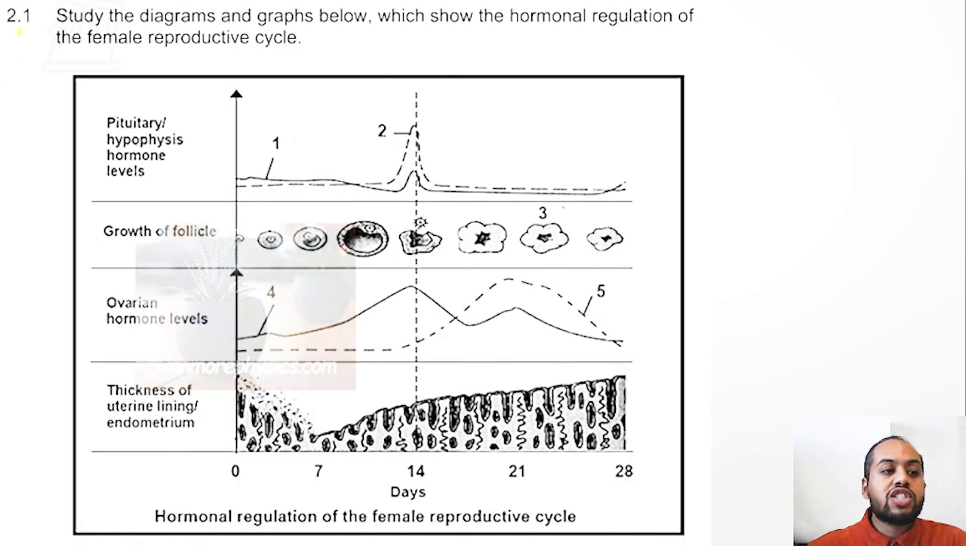The next question is a 2.1. It focuses on the menstrual cycle. Very important. Please make sure you are able to understand the menstrual cycle. It says study the diagrams and graphs below which show the hormonal regulation of the female reproductive cycle. So you have your different parts here, the pituitary, hormone levels, growth of the follicle, ovarian hormone levels, thickness of the uterine lining or endometrium, and hormonal regulation of the female reproductive cycle.